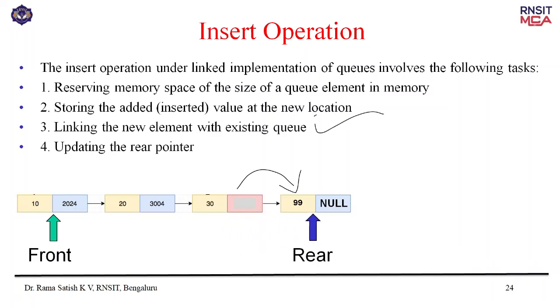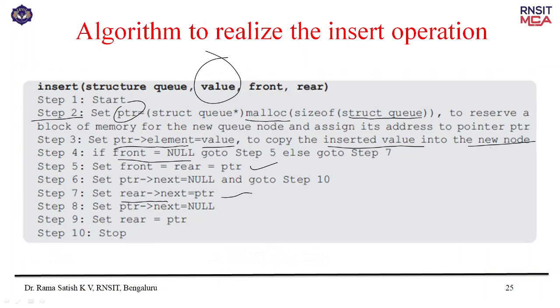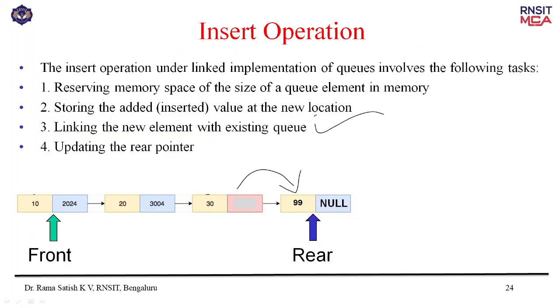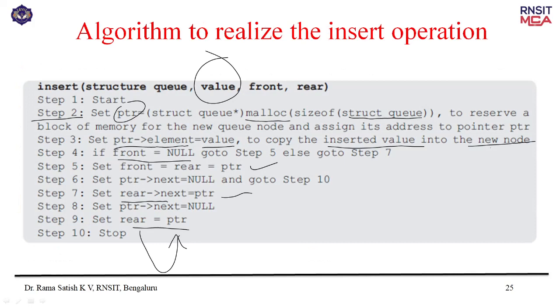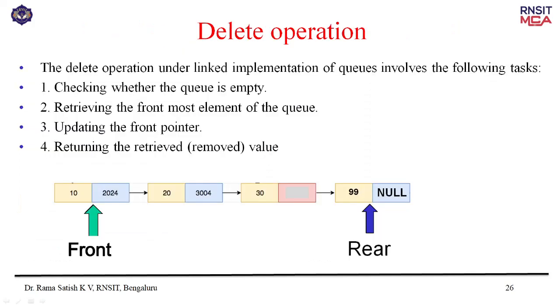Same thing. Rear.next is equal to PTR, and PTR.next is equal to null, and rear is equal to PTR. So you are moving rear to that PTR cell. So this is the algorithm. Remember these 4 steps. From these 4 steps, you can write this algorithm. Once you write the algorithm, next you can write the program.